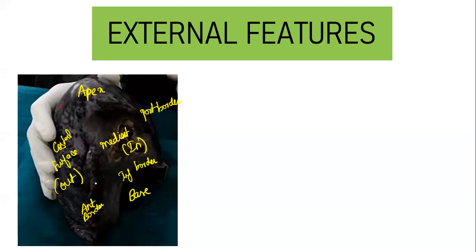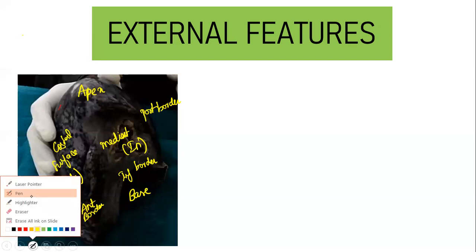The anterior border should face anteriorly, right? And the posterior border should face the student. Suppose you are holding the lung, the posterior border should be in your direction and the anterior border should face your examiner. So that's how you have to align the lung. This is how you have to identify the lung. Very, very important practical discussion point.